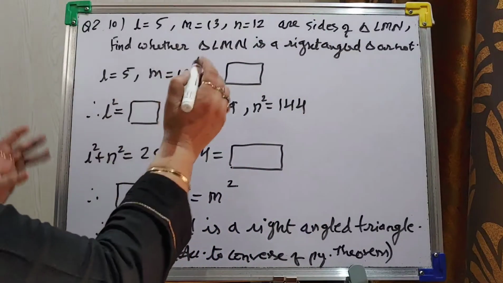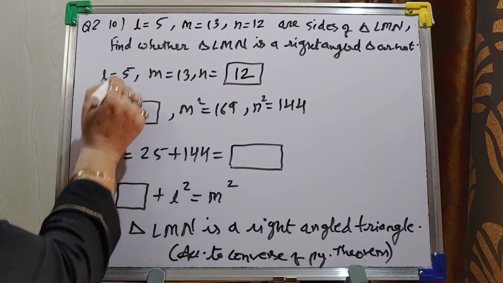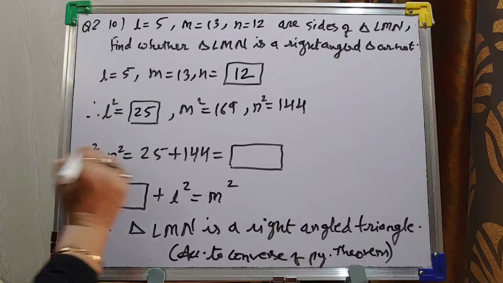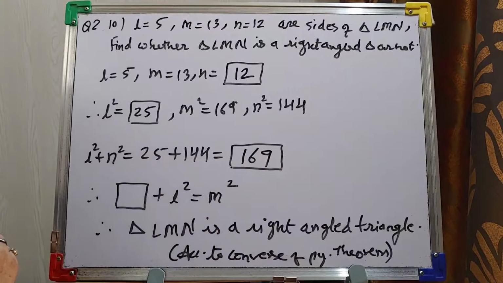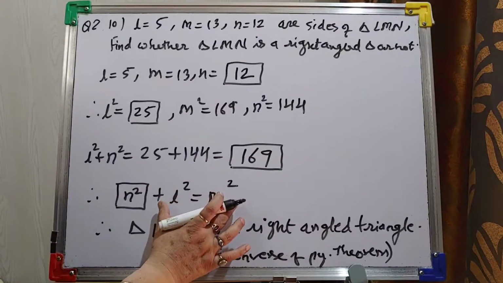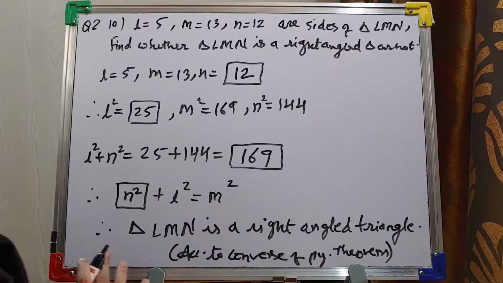Now L is 5, M is 13, N is 12. L square means 5 square, that is 25. Now when you add both, this is 169. So your N square plus L square is equals to M square. Therefore, it is a right angle triangle.